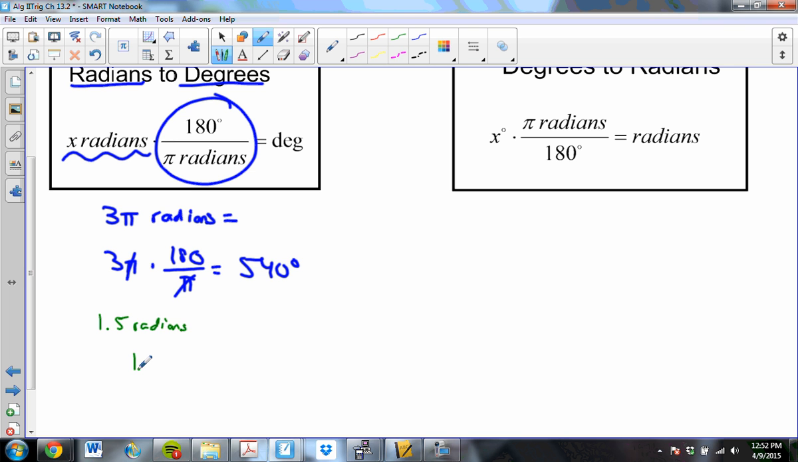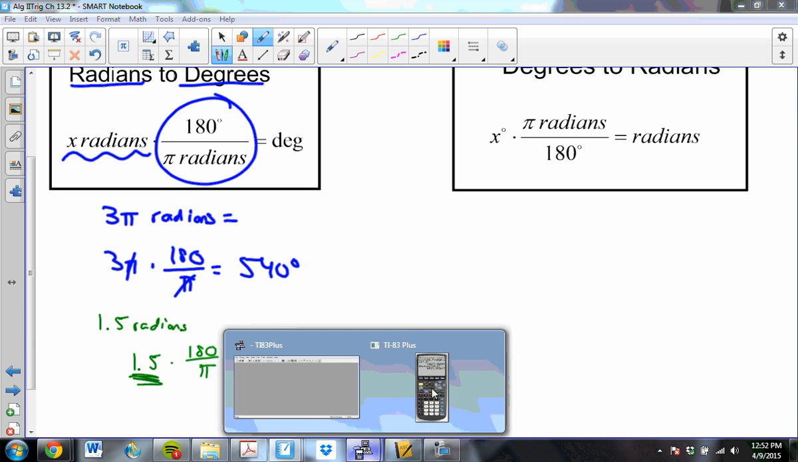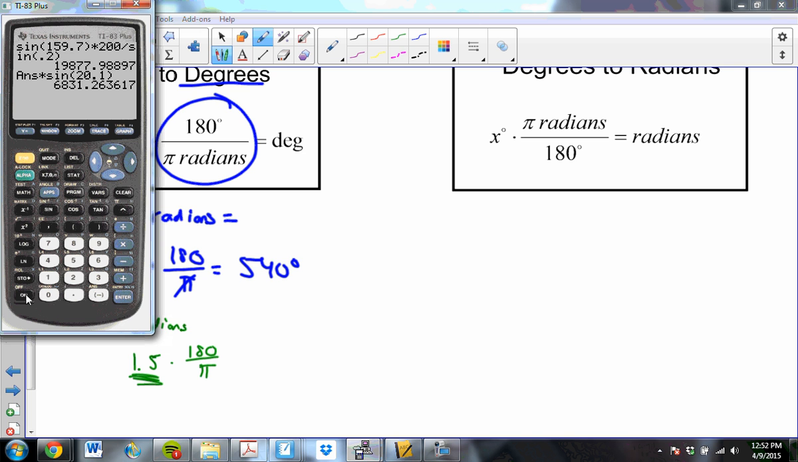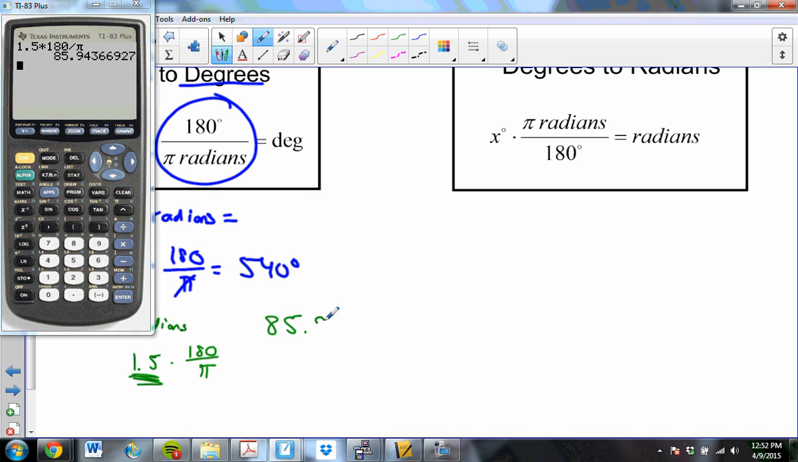So I'll do 1.5 times 180 over pi. Well, since this number didn't have a pi in it, I'm just going to do the calculations on my calculator. It doesn't matter here if you're in radians or degrees, because you're not doing sine, cosine, or tangent. You're just doing calculations with numbers, so don't worry about what mode you're in. 1.5 times 180 divided by pi. It's about 85.9 degrees. Like I said, close to about 90 degrees.